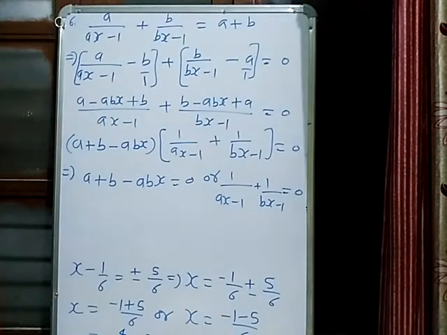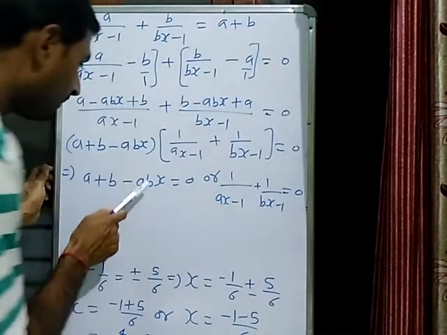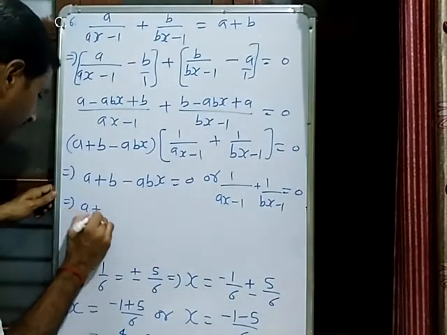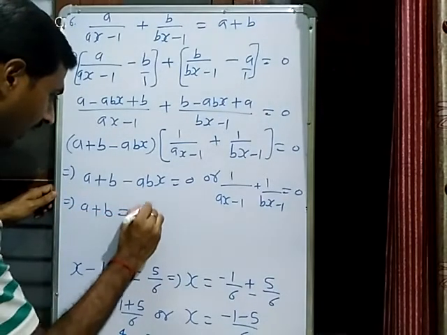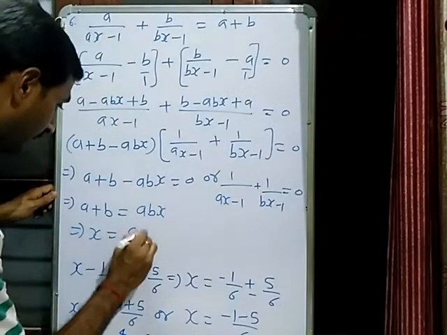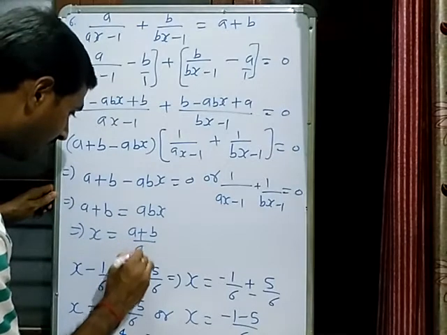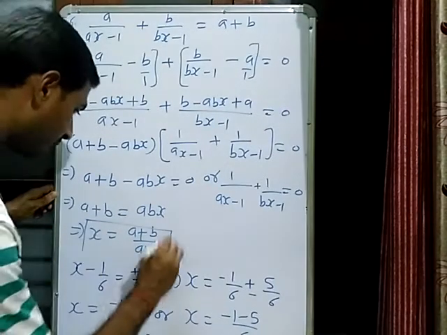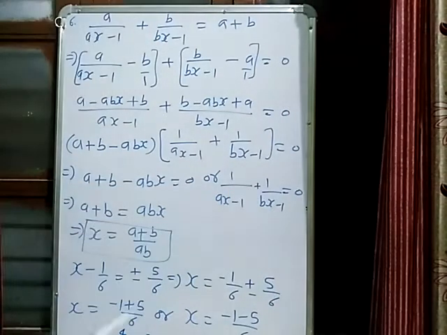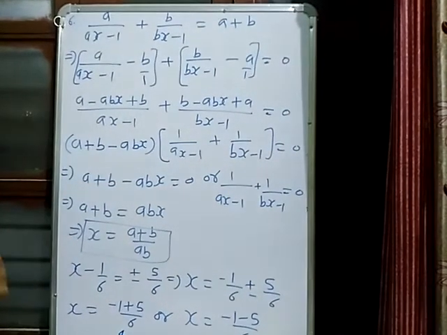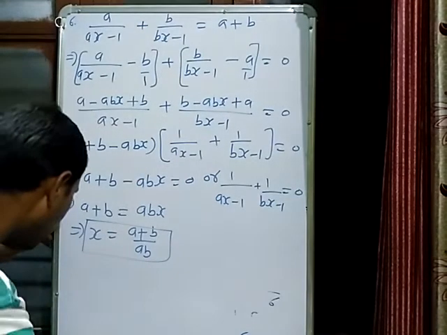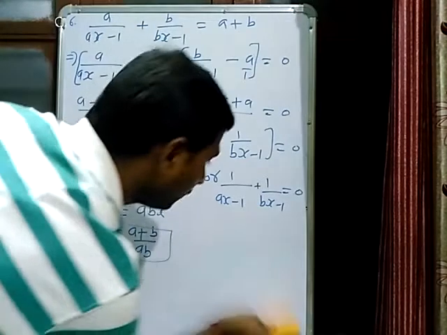We can get it. So students, if a plus b minus abx is equal to 0, then look, this gives a plus b is equal to abx. Therefore x is equal to a plus b upon a into b. This is the first root of this question. To solve the next part we need to take some more steps. So the first root we got is a plus b upon a into b.